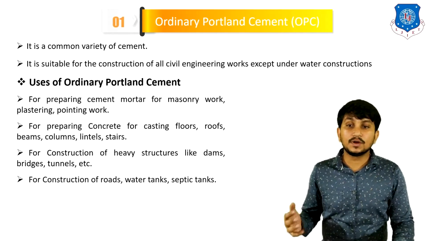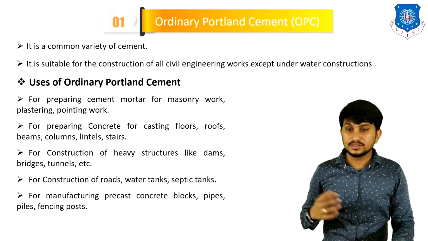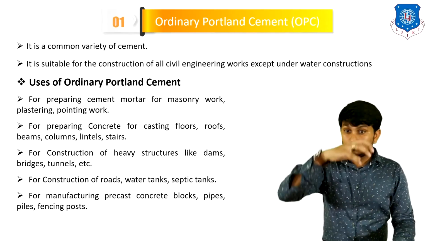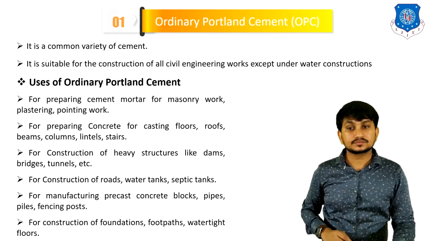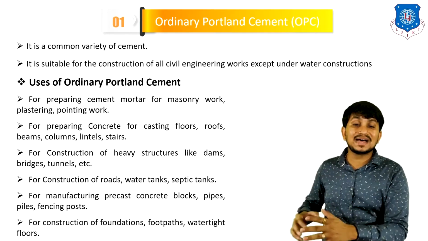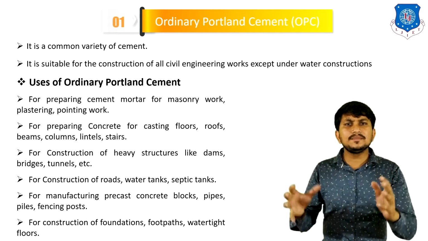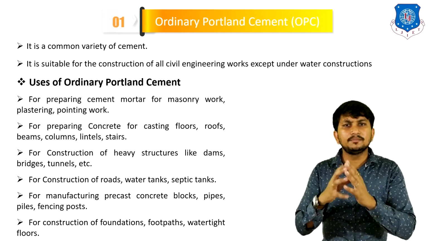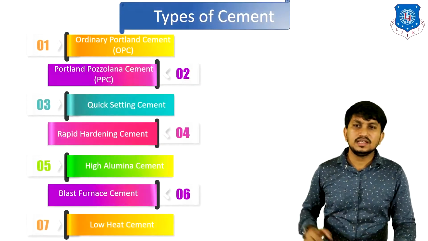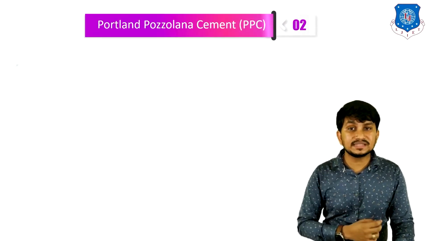Okay. It is also used for construction of roads, water tanks, septic tanks, etc. It is used for manufacturing precast concrete blocks, pipes, piles, fencing posts, etc. And it is used for construction of foundations, footpaths, watertight floors, etc. Okay. This is the simplest cement having no additional material in it. Okay. That's all about ordinary Portland cement. Second is Portland pozzolana cement. This is also called as PPC.